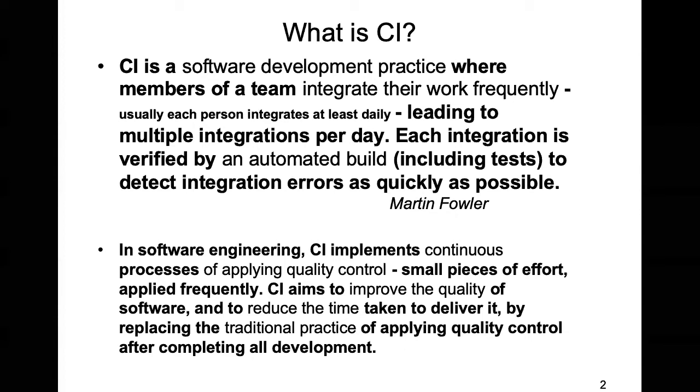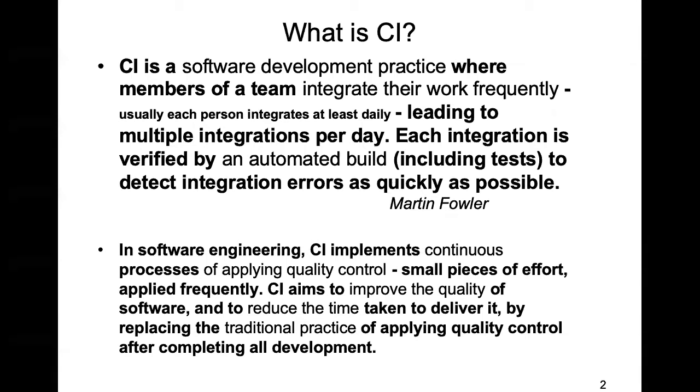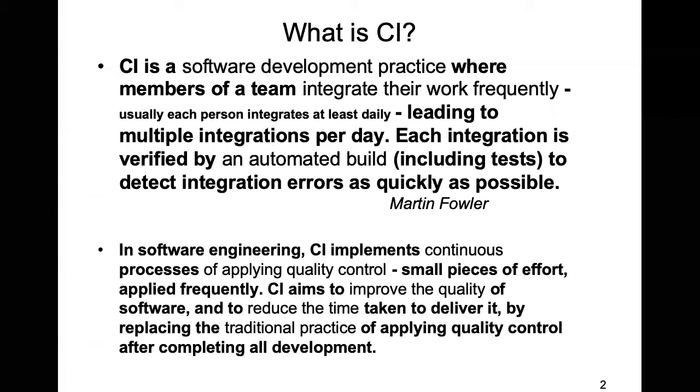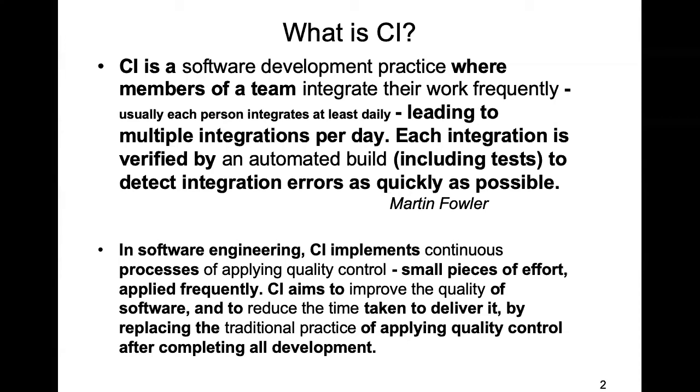Applying quality control across small pieces of effort. Sorry, now, does that read right? In software engineering, CI implements continuous processes of applying quality control, i.e. small pieces of effort applied frequently. CI aims to improve the quality of the software, and we're measuring quality.